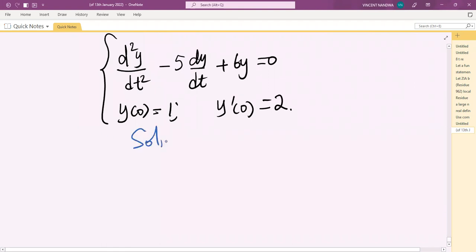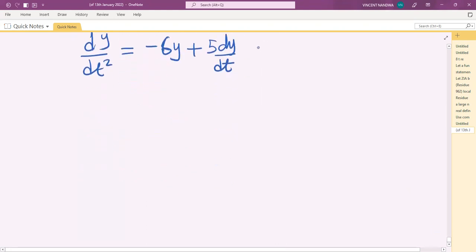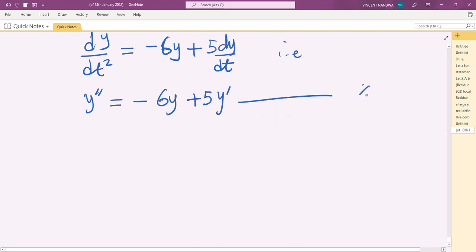So first step, we write this differential equation in such a way that we make the highest derivative the subject. Thus, we write d squared y dt squared equals to minus 6y plus 5 dy dt. And for convenience, I can write this one as y double prime equals to negative 6y plus 5y prime. Let me call this one star.